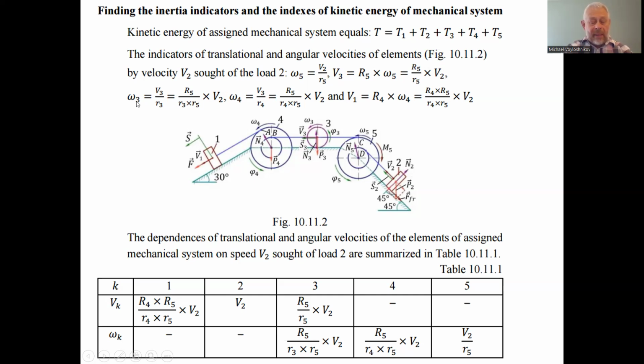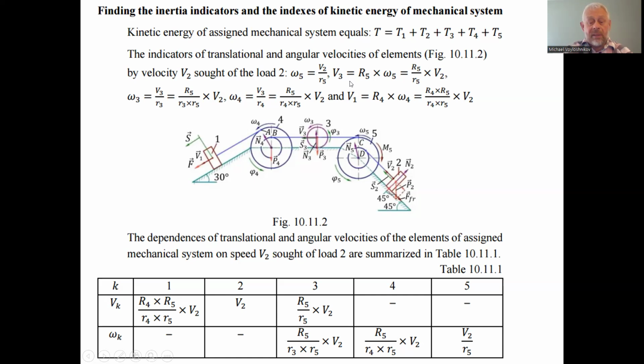That the angular velocity of the roller, omega 3, equals the outer radius of the stepped pulley, R5, divided by the internal radius of the stepped pulley 5, lowercase r, and divided by R3, the radius of the roller number 3 as well. Okay, the angular velocity of the stepped pulley 4, what is it?